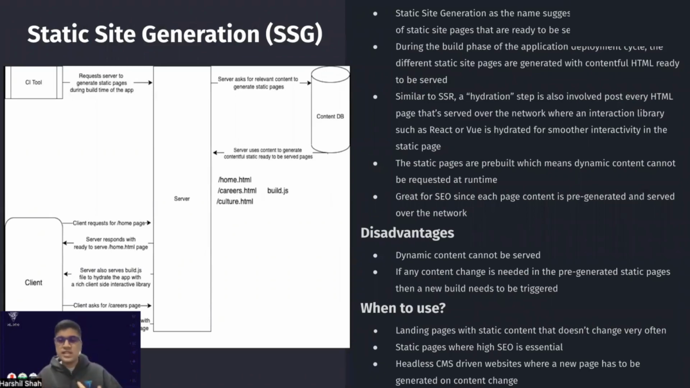So anytime a change is needed, these pre-generated static pages need to be rebuilt during the build process of the application. So when to use these? Mostly static landing pages are a very good example that need rich interactivity, where the content is fixed and the SEO needs to be really high. Some websites that are driven by a headless CMS can also be a good example.